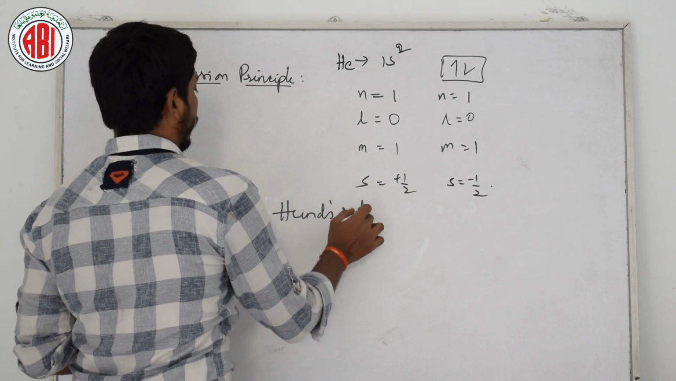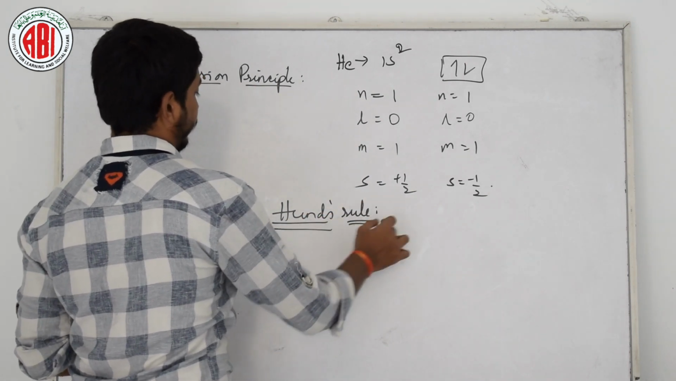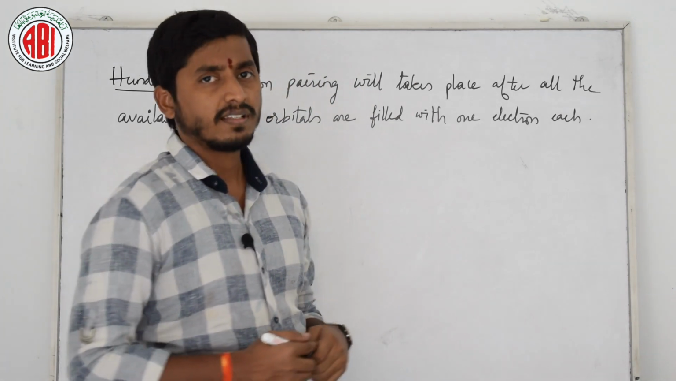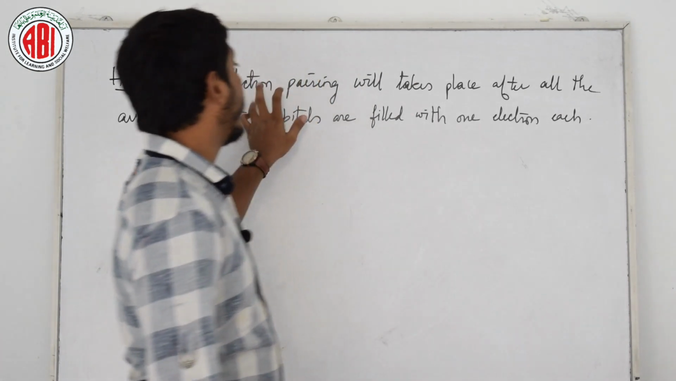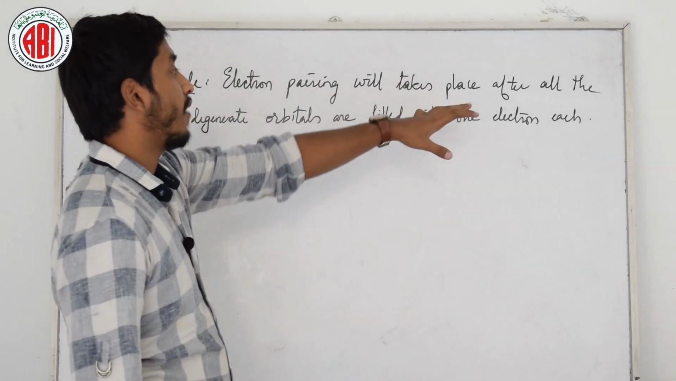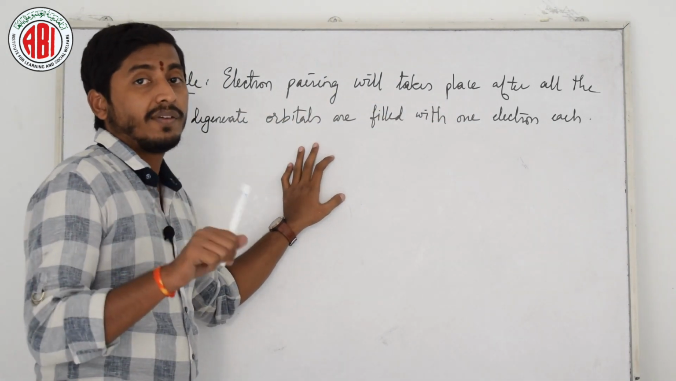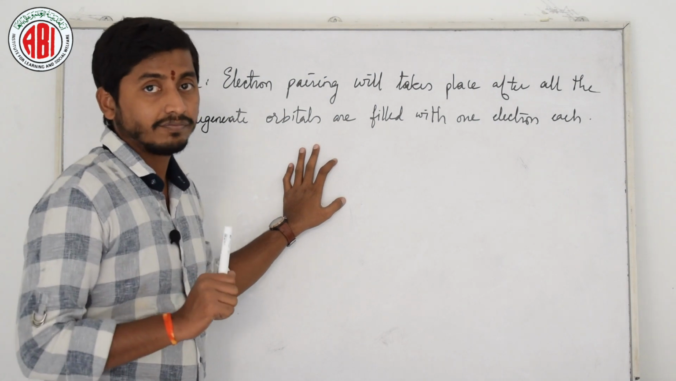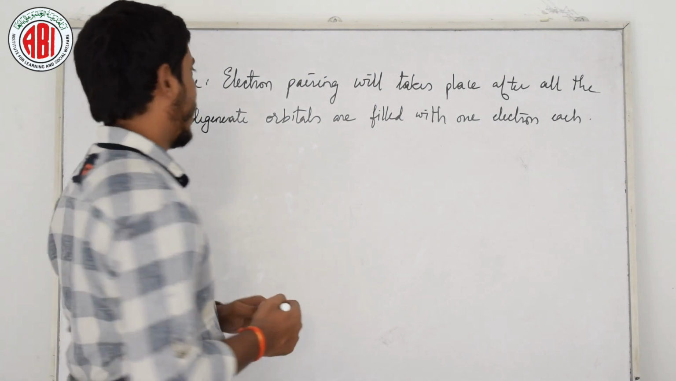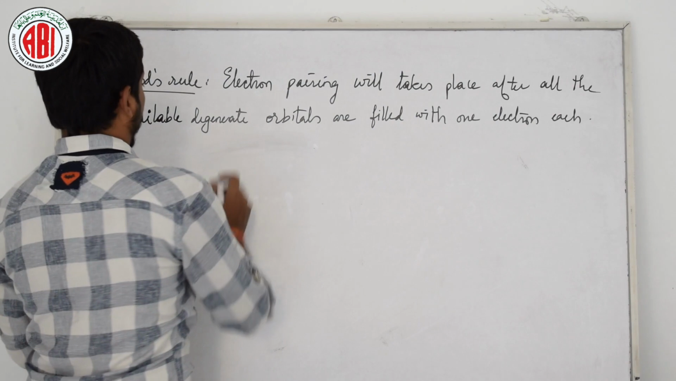What is this Hund's rule? Why is this important? Electron pairing will take place only after all the available degenerate orbitals are at least filled with 1 electron each. Is it clear? For example, let us have an example of nitrogen.